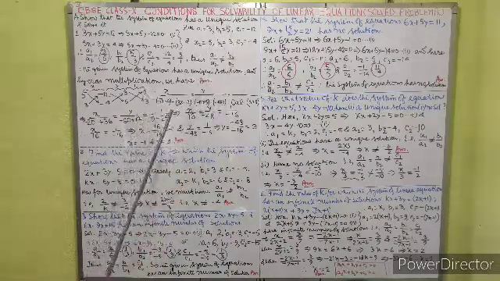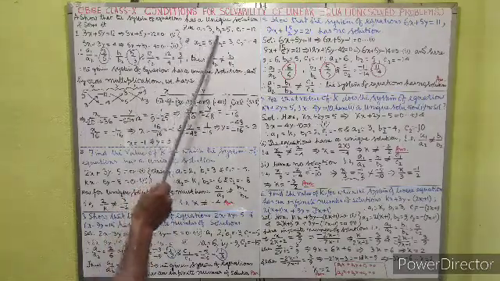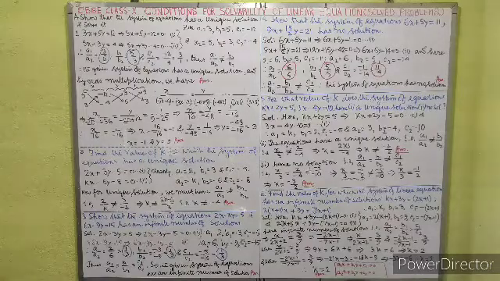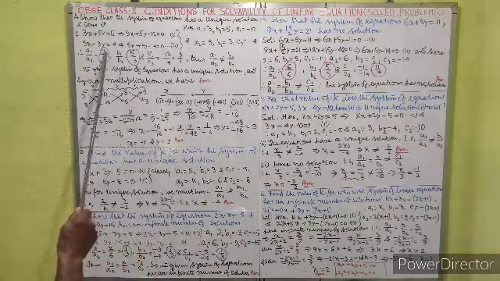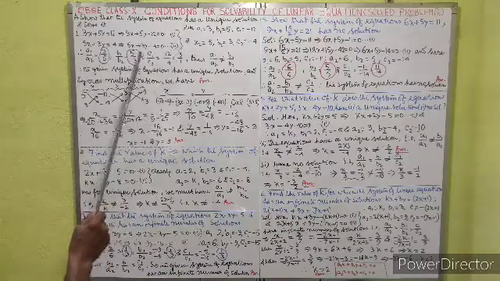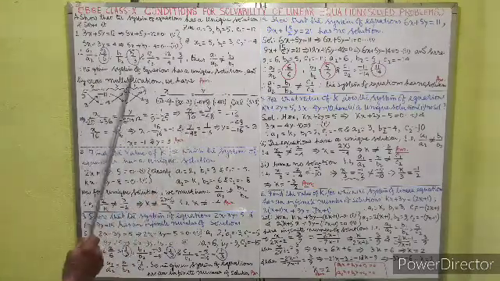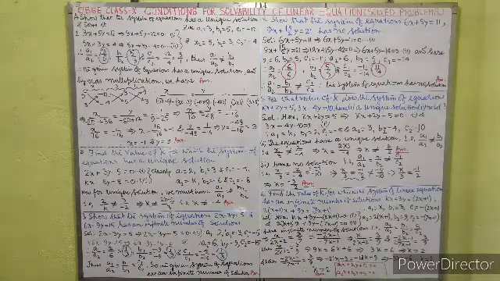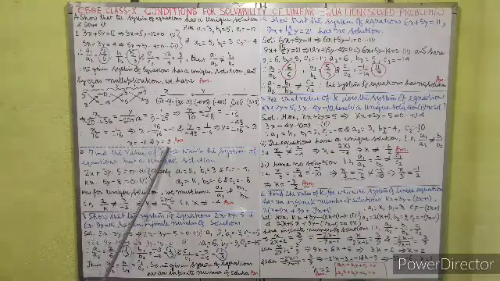When it has a unique solution, it will be a1 by a2 not equal to b1 by b2. Here a1 equal to 3, b1 equal to 5, c1 equal to minus 12, and a2 equal to 5, b2 equal to 3, and c2 equal to minus 4. Just see that a1 by a2 equal to 3 by 5, and b1 by b2 equal to 5 by 3. So it is clear that a1 by a2 not equal to b1 by b2. So the given system of equations has a unique solution, and by crosswise multiplication we will get the value of x equal to minus 1 and y equal to 3.